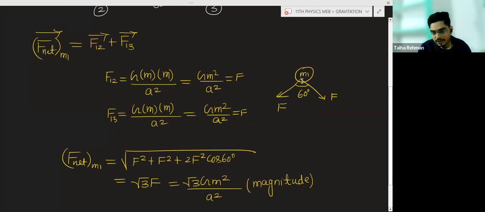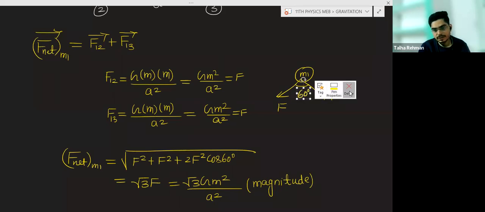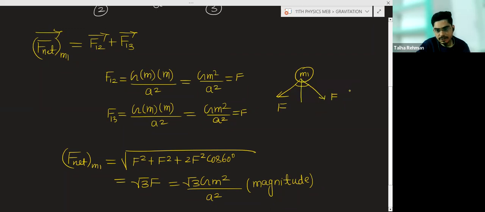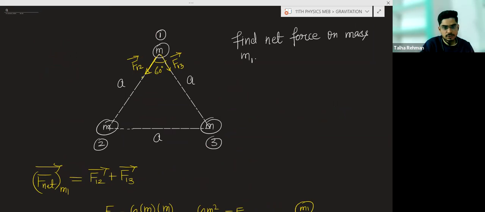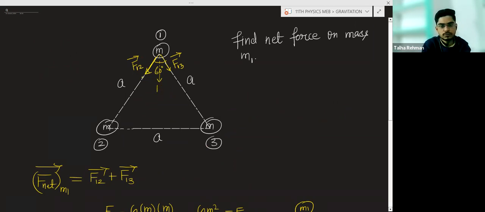So basically the resultant will be from the middle. This angle is 60 degree, so the resultant will be like this, net force. Because the symmetrical condition is there, this angle will be 30 degree, this angle will also be 30 degree. So this will be the direction, this will be the net force. The diagram will look dirty, so I am removing that.